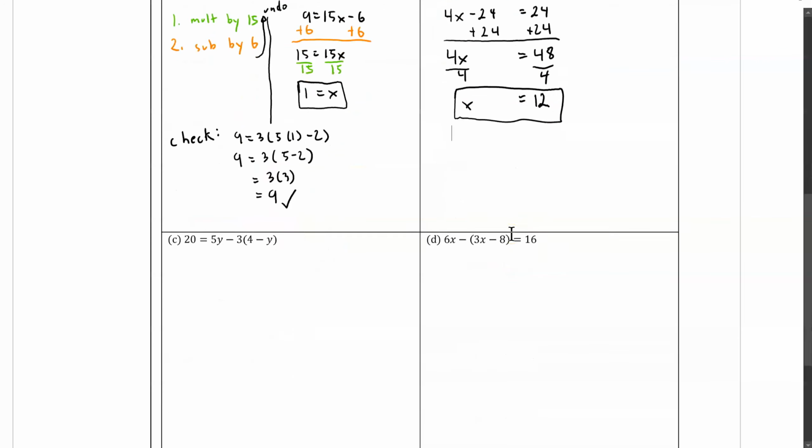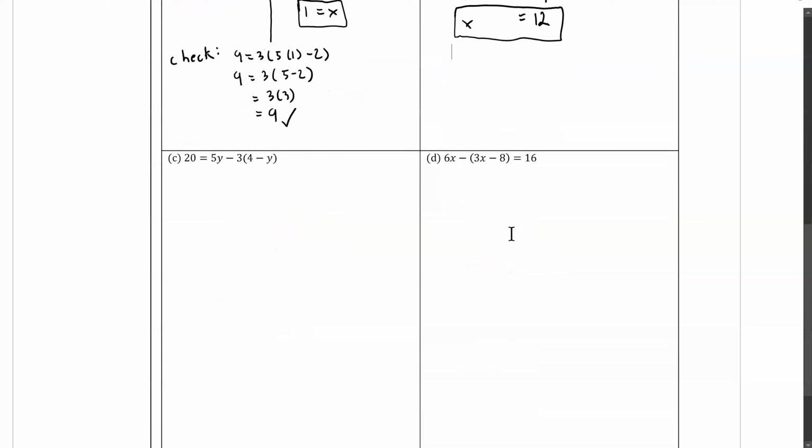Moving on to part C, we have 20 equals 5y minus 3 times 4 minus y. Okay, so same thing like before. We want to distribute. So on the left-hand side, we simply have 20 equals, nothing to do with the 5y yet. And here's where we need to be careful. Notice that there's a subtraction sign in front of the 3. So really, we're not multiplying by 3. We are multiplying by negative 3. So negative 3 times 4 is negative 12. And then negative 3 times negative y is positive 3y.